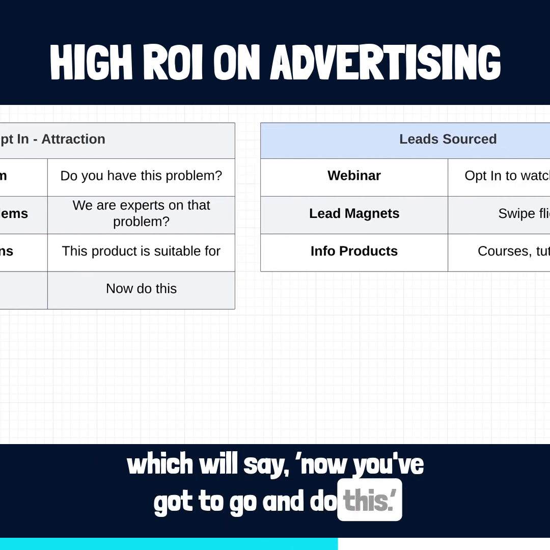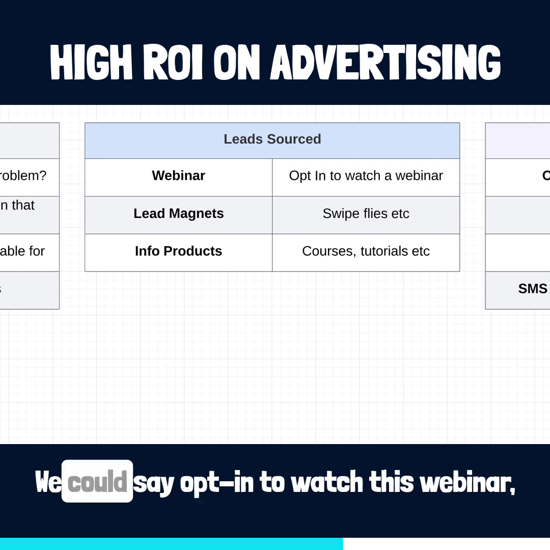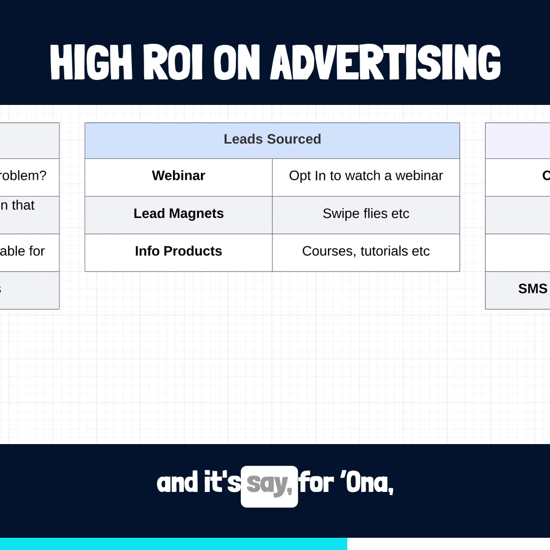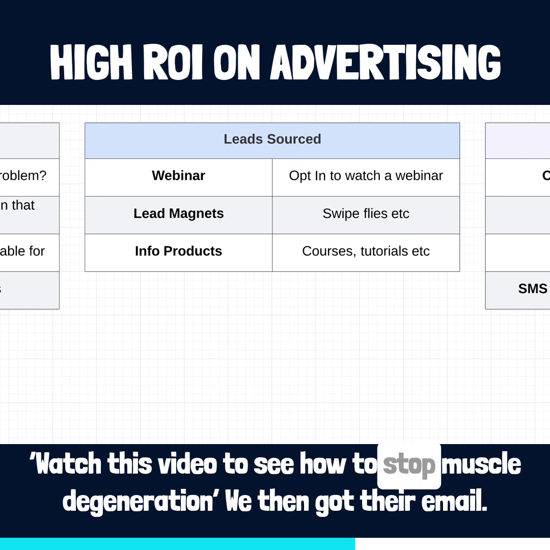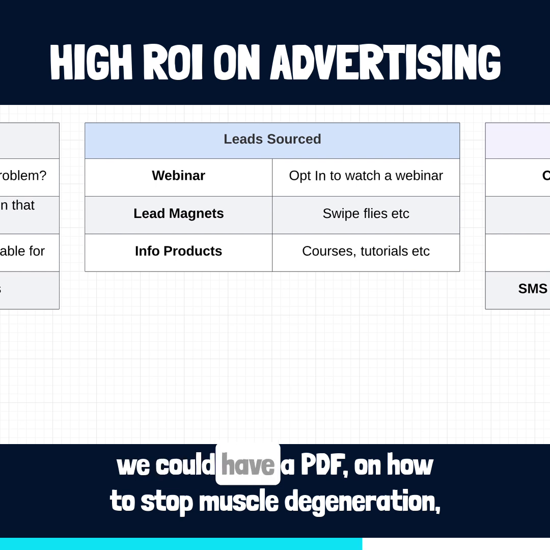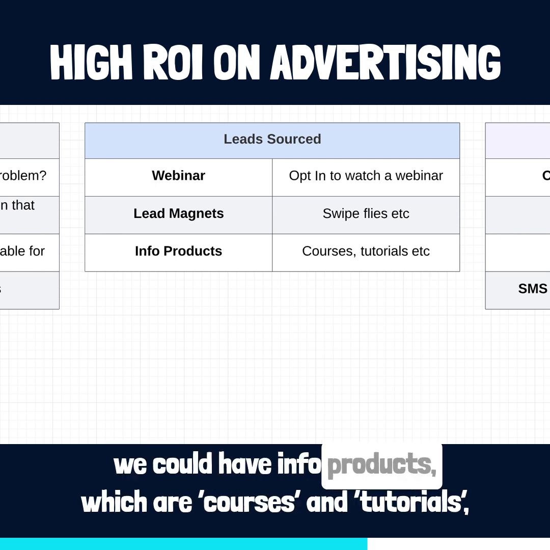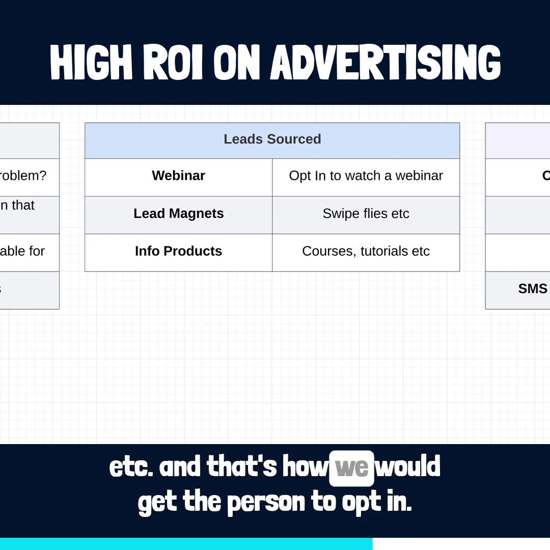So what we could do to source the leads is we could have a webinar. We could say, opt in to watch this webinar, and for the older people, we could say, watch this video to see how to stop muscle degeneration. We then get their email. We could have lead magnets, we could have swipe files, we could have a PDF, how to stop muscle degeneration. We could have info products, which are courses and tutorials, etc. And that's how we would get the person to opt in.